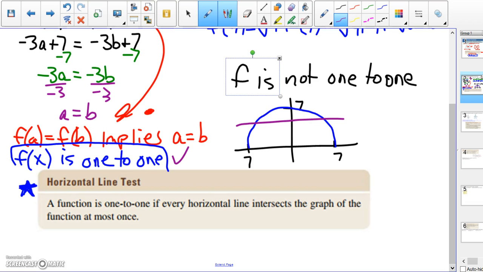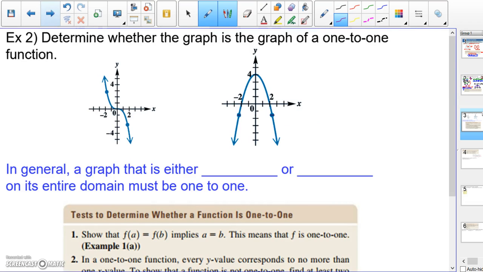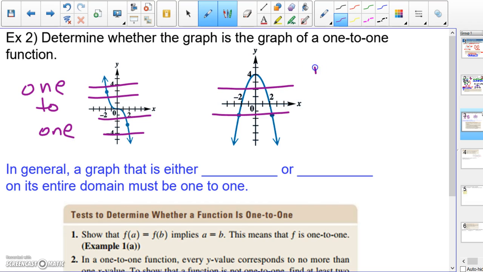So real quickly, determine whether each graph is 1 to 1. Is this graph 1 to 1? This one's 1 to 1. Is this graph 1 to 1? Not 1 to 1. Much quicker than the other test.